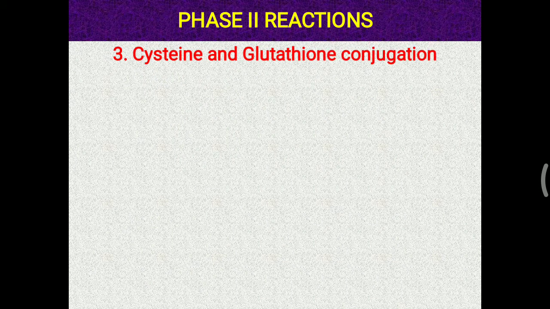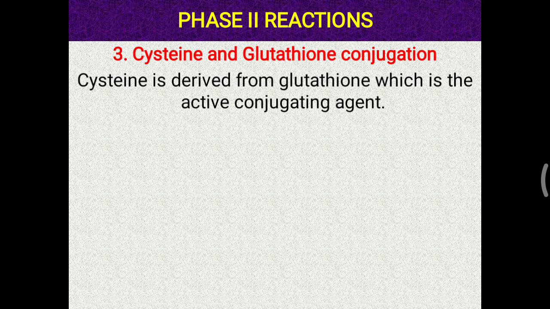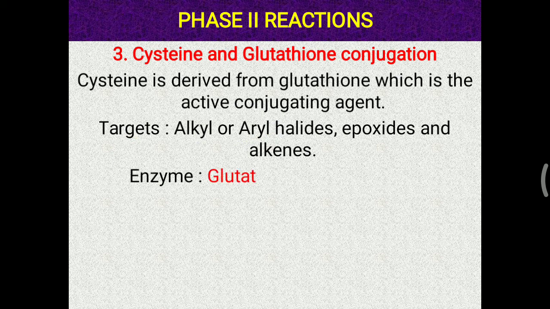Next is cysteine and glutathione conjugation. Here cysteine, an important amino acid, is derived from glutathione. Glutathione is a tripeptide made up of 3 amino acids, gamma glutamyl cysteinyl glycine, meaning glutamic acid, cysteine and glycine. It is the active conjugating agent for cysteine, and from it cysteine is derived. Alkyl and aryl halides, as well as epoxides and alkanes, are the targeted molecules for glutathione conjugation.